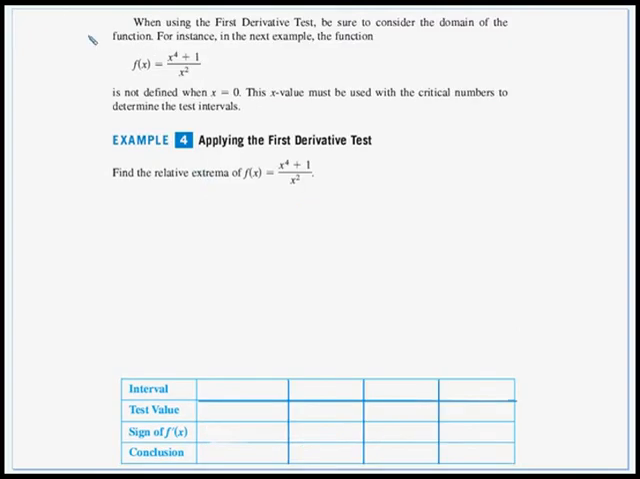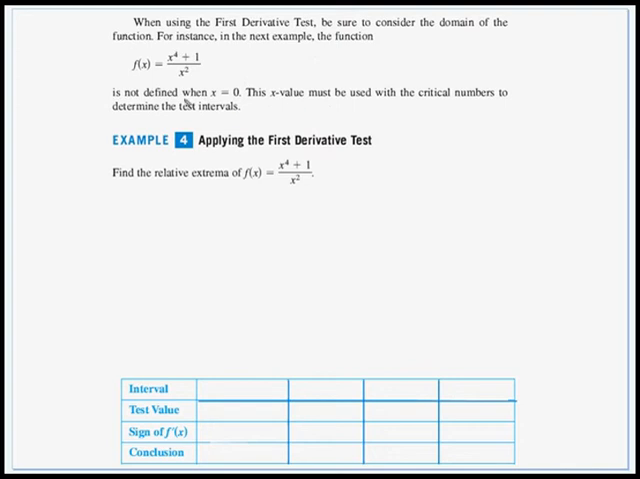Now here in example 4, it says when using the first derivative test, be sure to consider the domain of the original function. In this next example, we're given this function, a rational function. Always beware of rational functions because you can have your denominator 0 out, and that is not part of your domain of the function. So this function is not defined at the x value of 0. This x value must be used with the critical numbers to determine our test intervals.